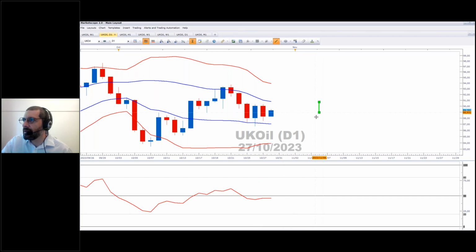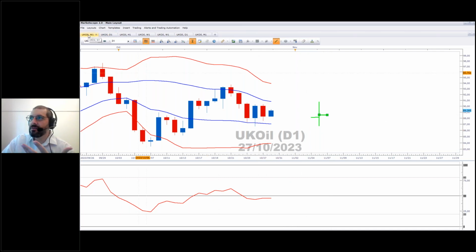Got that. Here's the open. Here's the close. This is almost like a doji, isn't it? So even oil, we can see it's in zone 2, which is neutral. Well, we've got that uncertainty behind it.